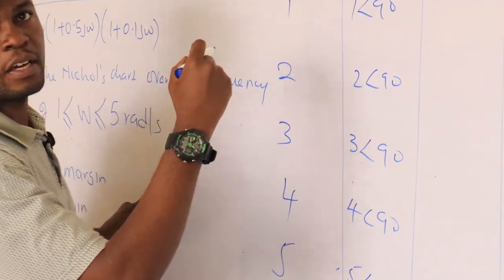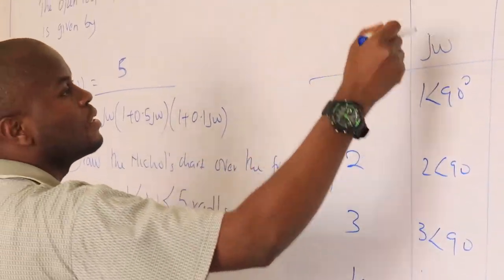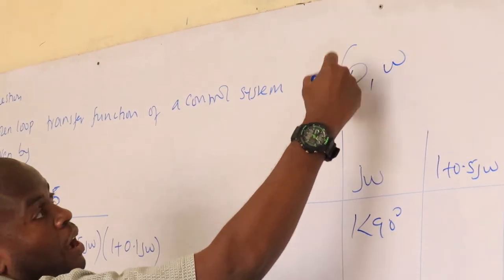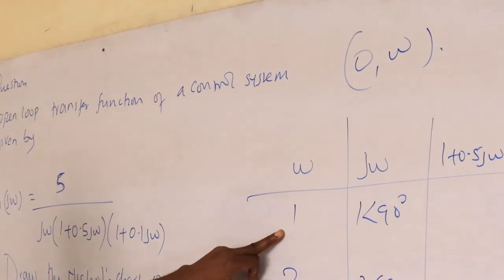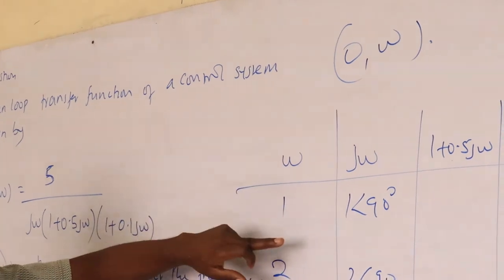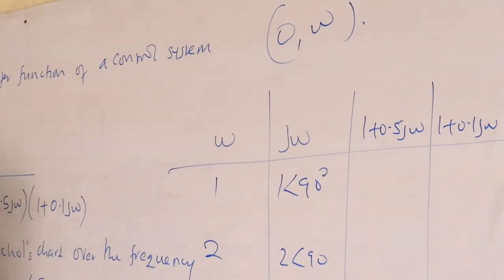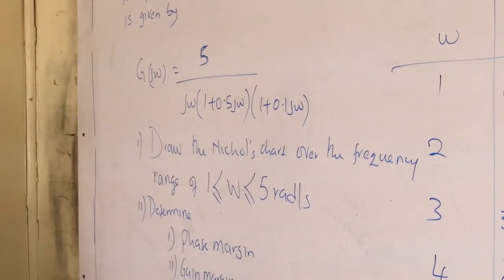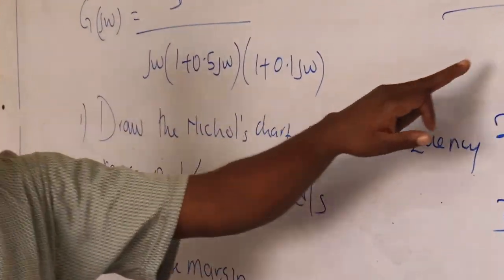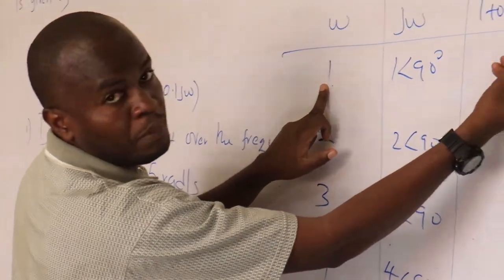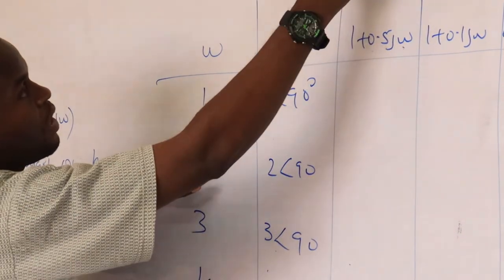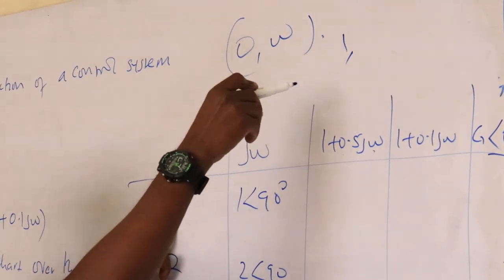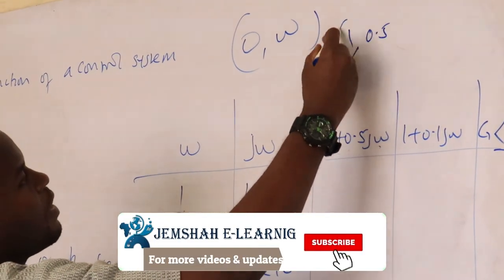So you look at that. In that case, you get a coordinate of 0, omega. And from your calculator you get that all these angles will be 90. At any point you will be replacing the value of omega. So here you replace the value of omega by 1. So you get the polar form, the magnitude and the angle for 1, 0.5.